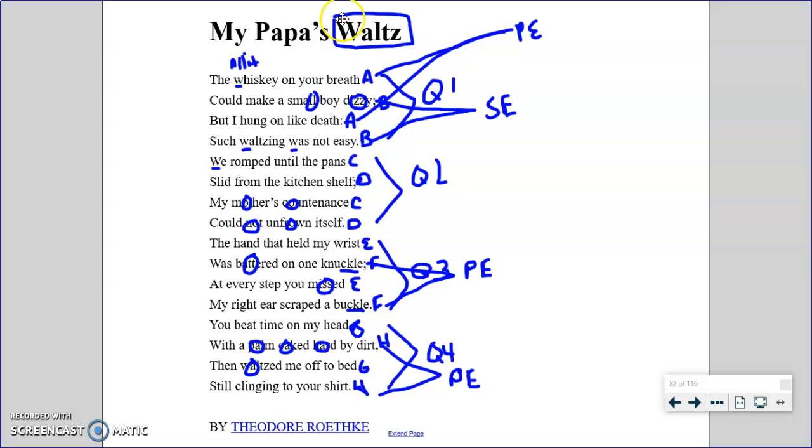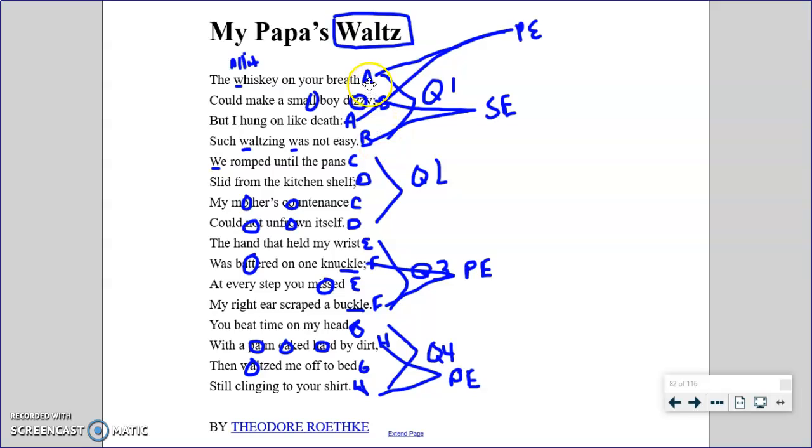So when I go through a poem, one of the very first things I'll look at is, number one, does it rhyme? And if it does, is there a scheme to it? So as I went through and looked at this poem, I identified that right away it had a rhyme scheme of A, B, A, B, C, D, C, D, E, F, E, F, G, H, G, H. So very similar to the Shakespearean sonnet, Roethke is using a rhyme scheme.